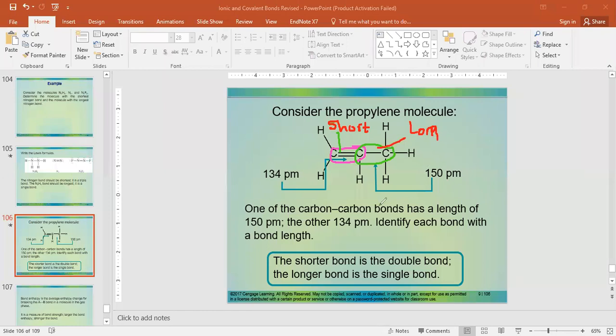And some values are given down here. For example, the carbon-carbon here has 150 picometers. A picometer is 10 to the power minus 12 meters. While this one here is 134 picometers. So the shorter bond is the double bond, and the longer bond is the single bond. In short, the more the multiplicity of the bond, the shorter that particular bond.